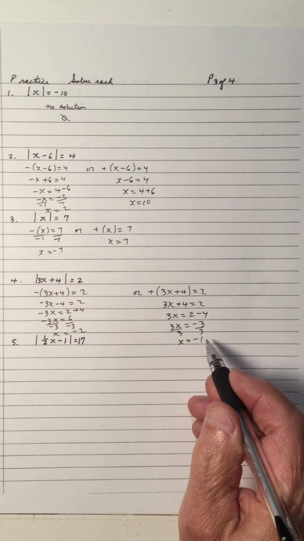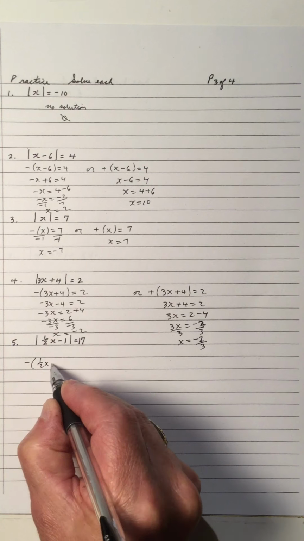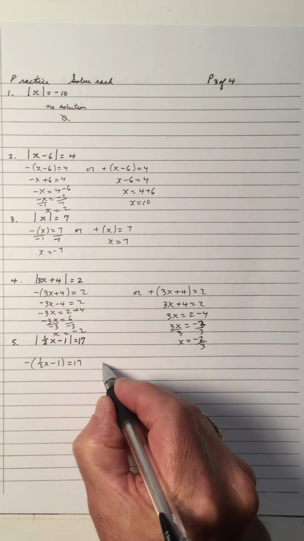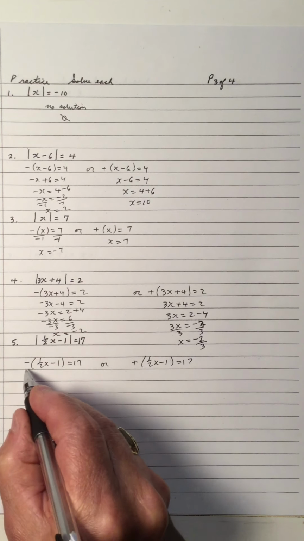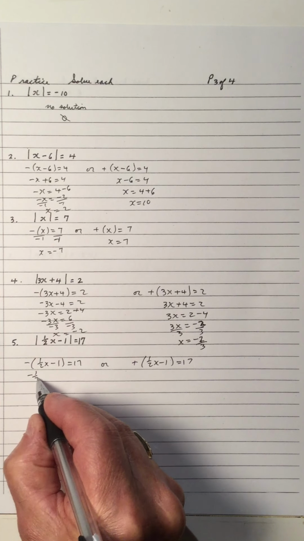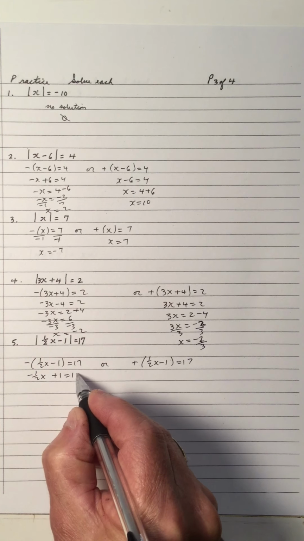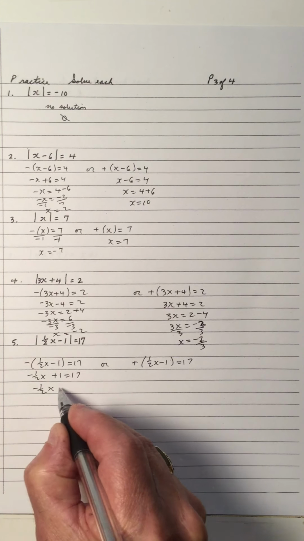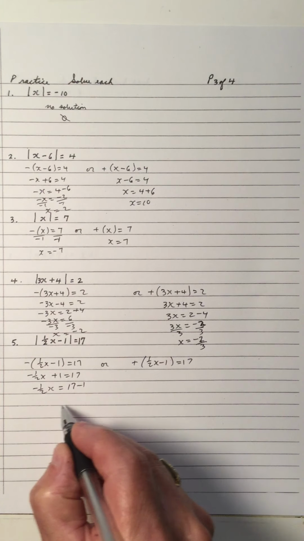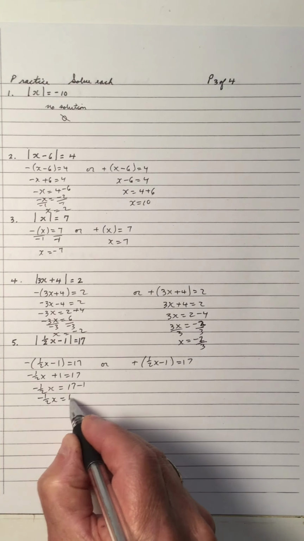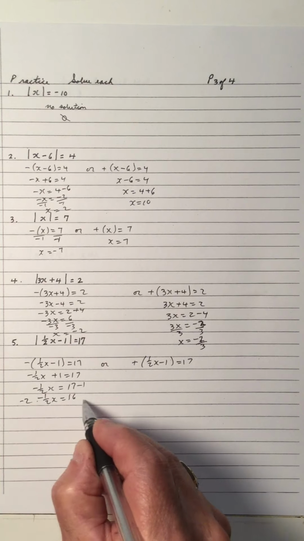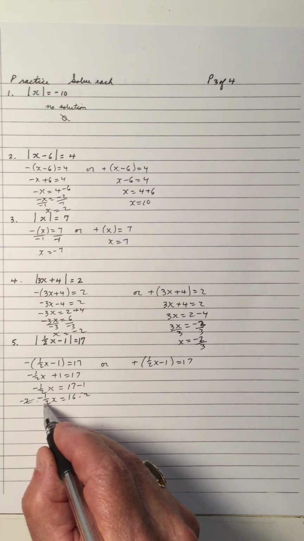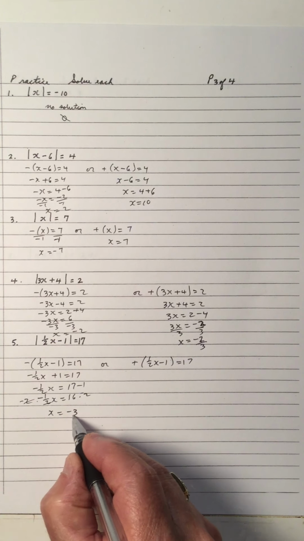Okay, we have the negative of a half x minus 1 equals 17, or the positive of a half x minus 1 equals 17. Negative 1 changes the signs. Negative a half x plus 1 equals 17. Negative a half x equals 17, bring the 1 over and make it a minus. Negative a half x equals 16. And we can multiply by negative 2, because we can cancel those out. That gives me x equals negative 32.